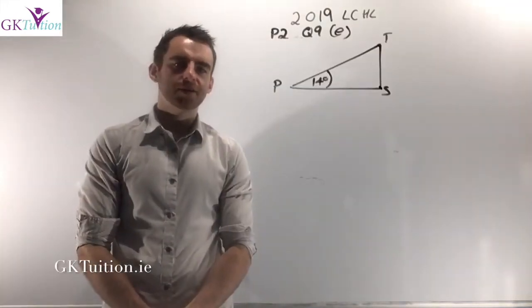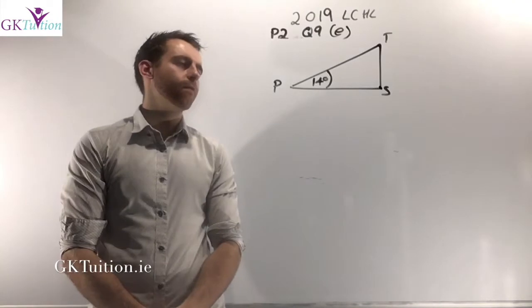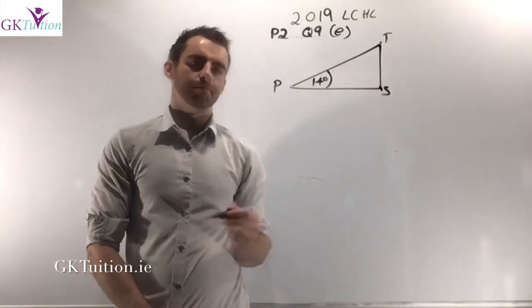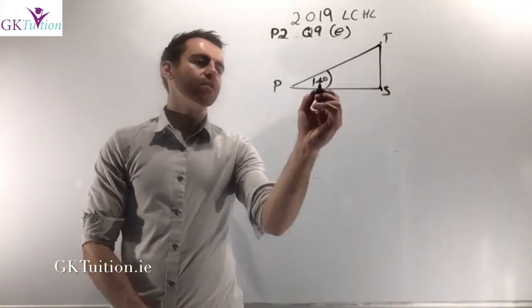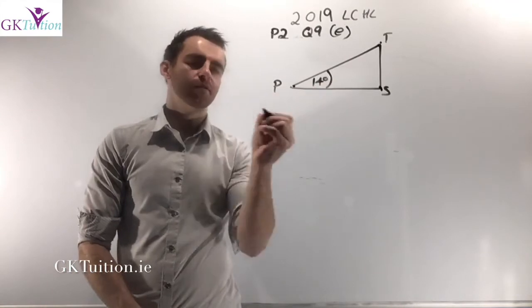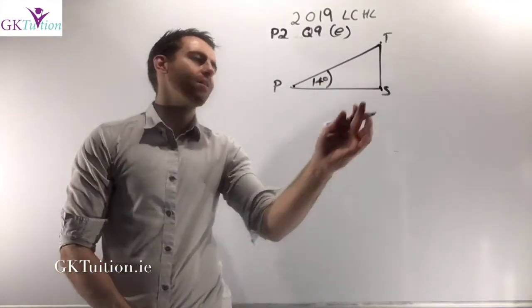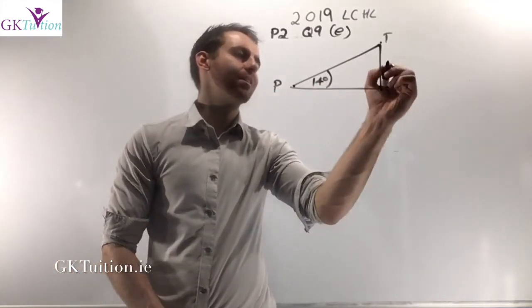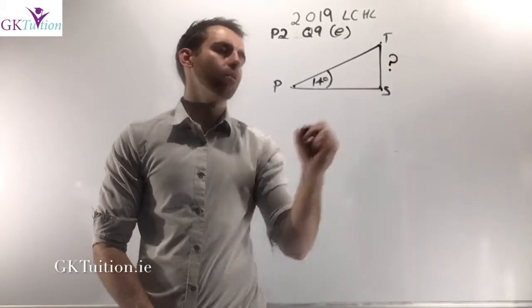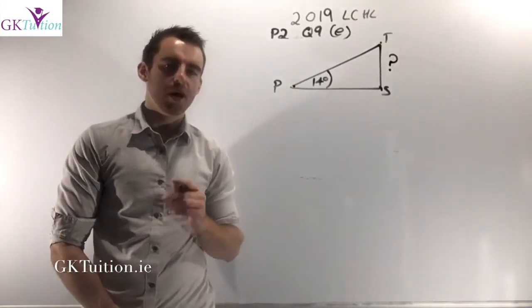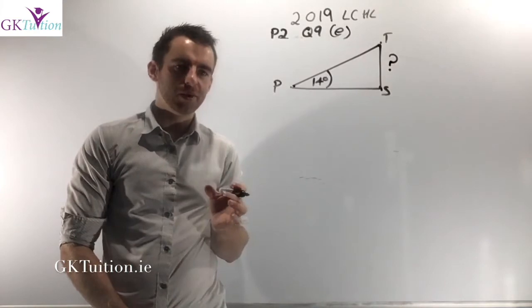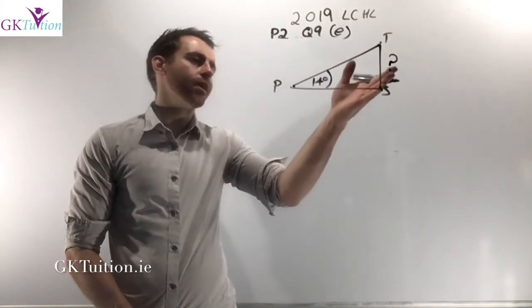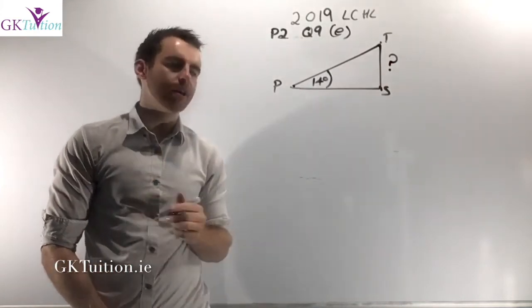In the final part of this question, we're told about a vertical pole ST. We're told that the angle of elevation from the helipad, or from P, is 14 degrees. And we're asked to calculate the distance ST. So ultimately that's what we're trying to find. But we don't have enough information to do it yet. In order to find ST, obviously we need more information here.